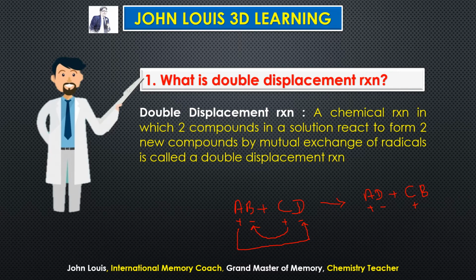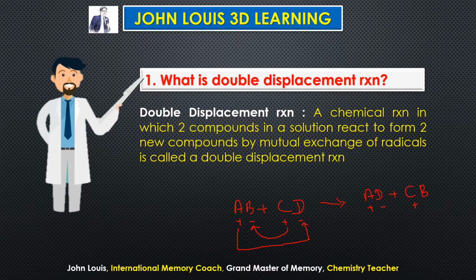A chemical reaction in which two compounds in a solution, so AB should be dissolved in water, only then you will get A positive and B negative, to form two new compounds by mutual exchange of radicals. See, B is exchanged for D. So B is given out and D it has taken. And C gives out the D and takes B. So mutual exchange of radicals is called double displacement reaction.